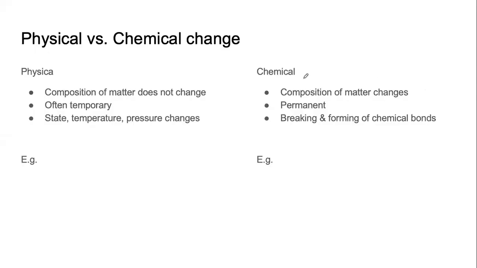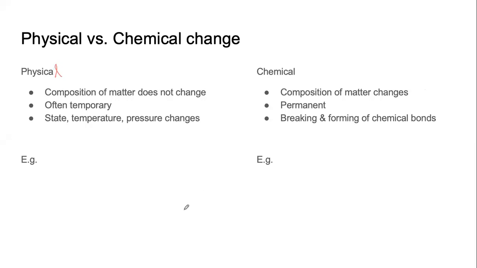The world is not constant. The world is constantly changing. Things are changing in the world. Some changes are physical, some changes are chemical. Apologies for the spelling mistake. It should have been L. Physical and chemical.